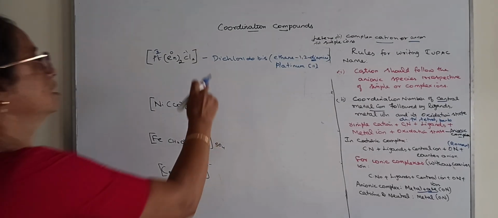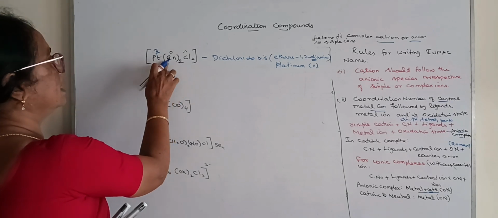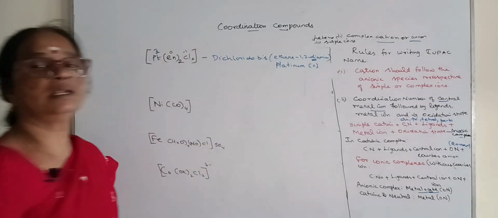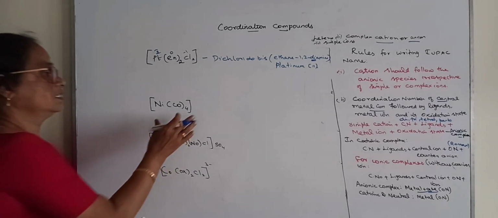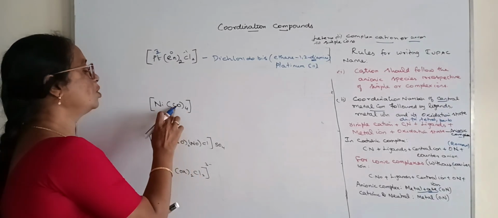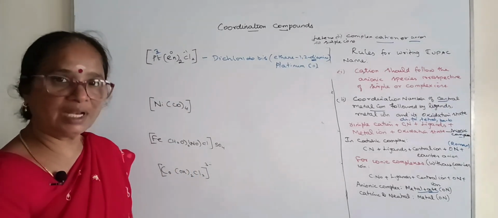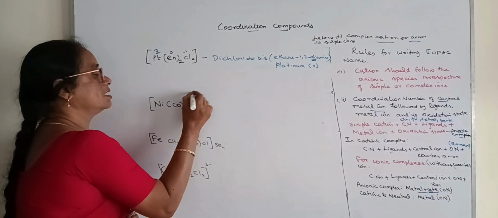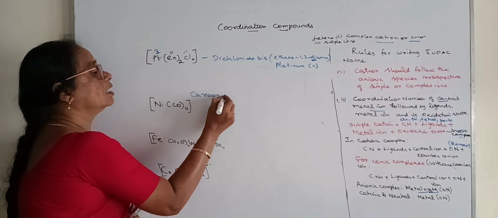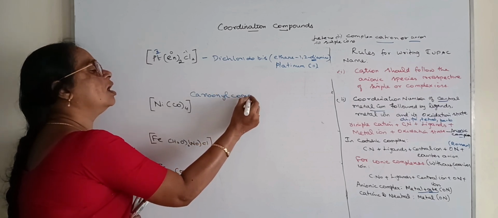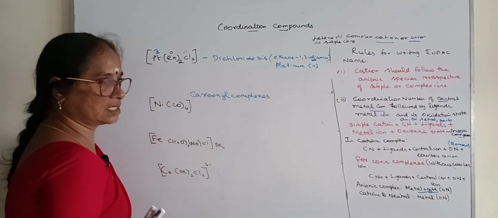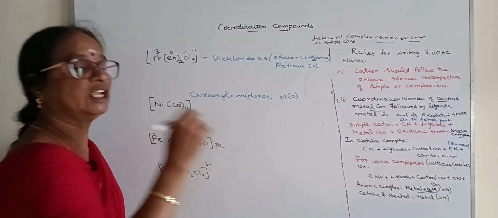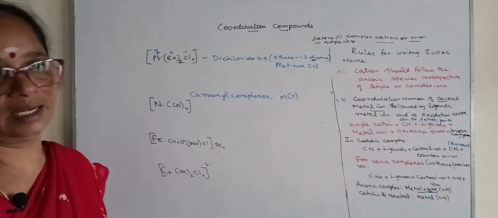So here, dichloridobis(ethane-1,2-diamine)platinum(II). That's the whole name of the complex. Let us go here. Carbon monoxide is a neutral ligand, and these complexes are said to be carbonyl complexes. In all these carbonyl complexes, the metal always exists in the 0 oxidation state.